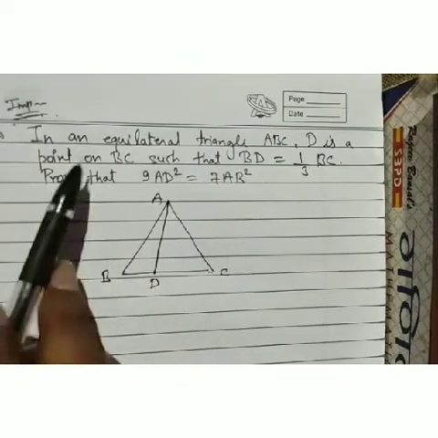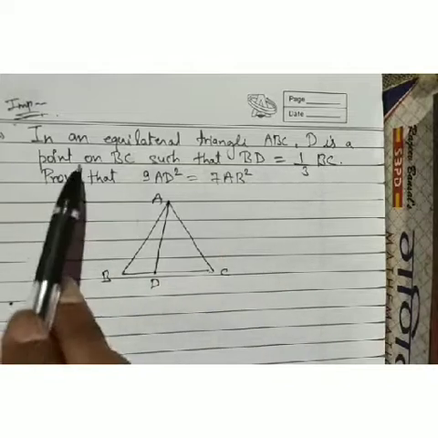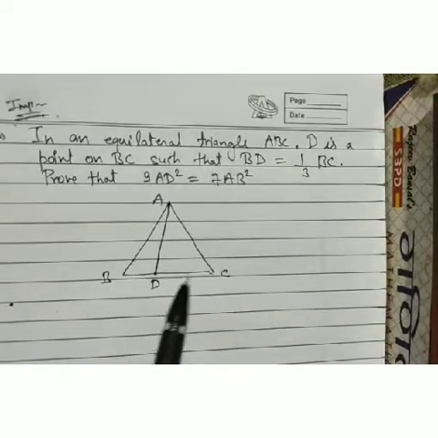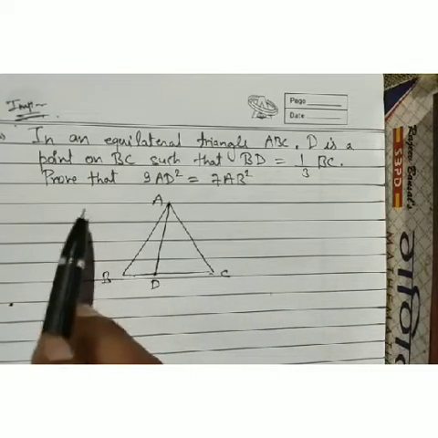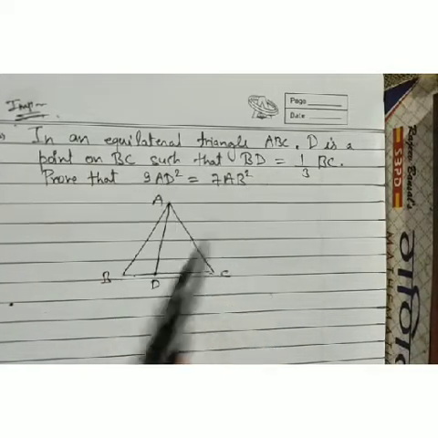Now we have an equilateral triangle ABC. D is a point on BC such that BD is one-third of BC. Now we have to prove that 9 times AD square equals 7 times AB square.